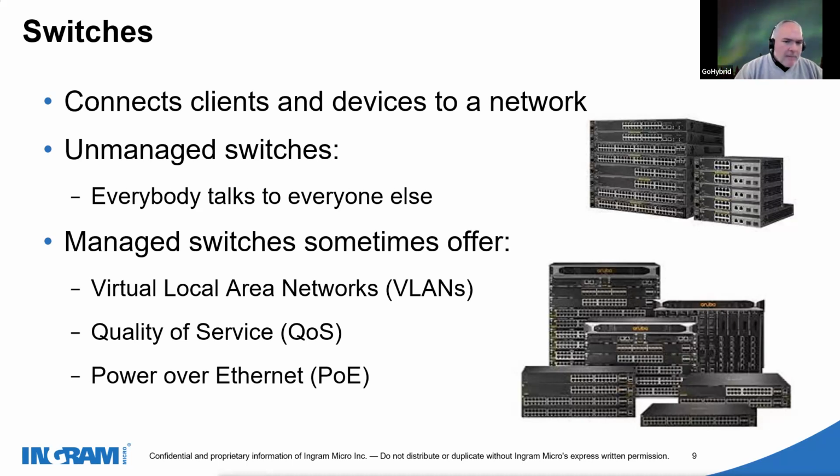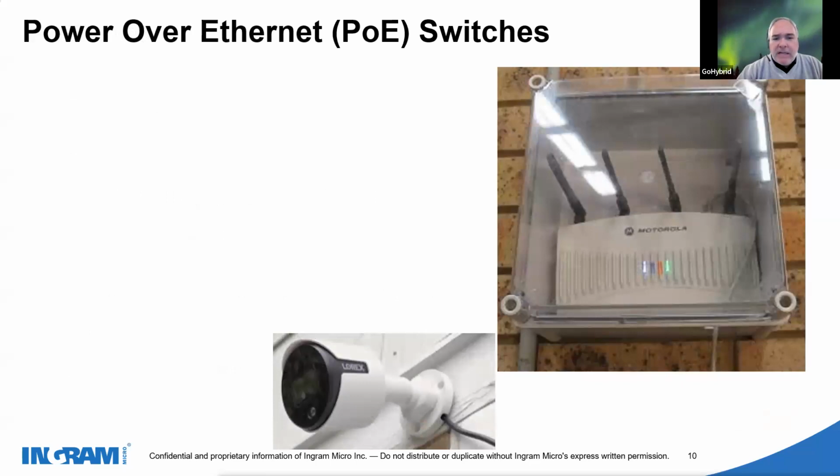But power over Ethernet, or I should say power over Ethernet switches, are devices that can actually power network connected devices through their data cable. So you don't need to plug these devices into power as well. If it's a power over Ethernet device, you can plug it into a power over Ethernet switch, and power is provided to the device right through the cable. Some common examples of power over Ethernet devices, things like access points or security cameras.